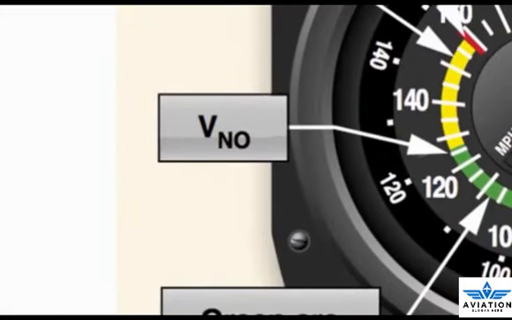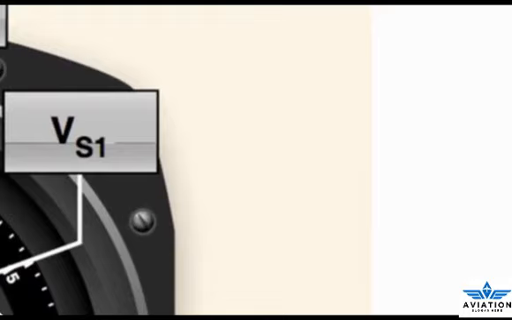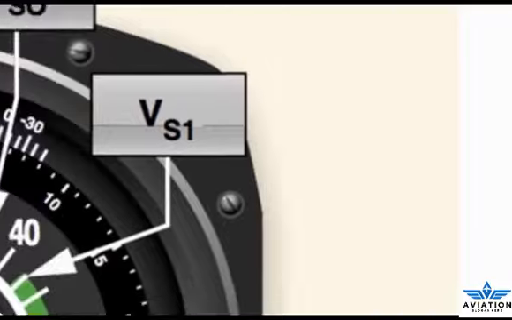4. Green arc, the normal operating range of the aircraft. Most flying occurs within this range. 5. Lower limit of the green arc, VS1, the stalling speed or the minimum steady flight speed obtained in a specified configuration. For most aircraft, this is the power-off stall speed at the maximum takeoff weight in the clean configuration, gear up if retractable, and flaps up.